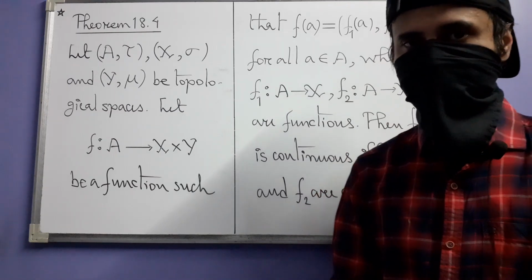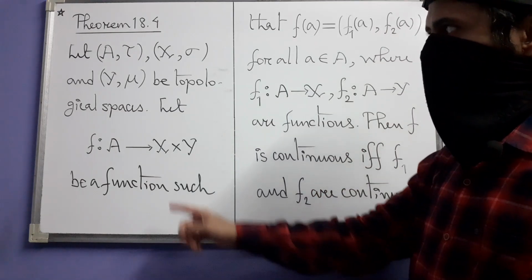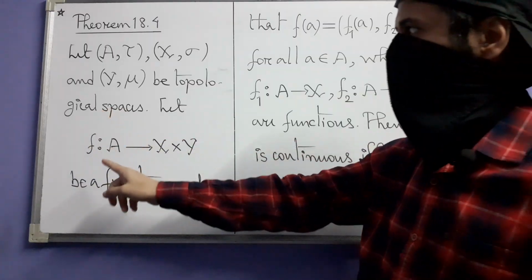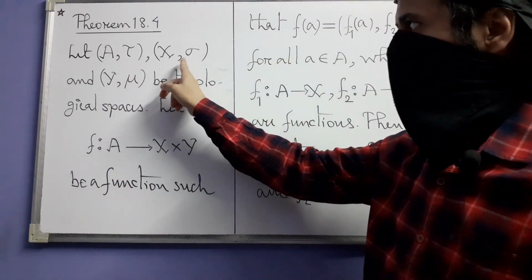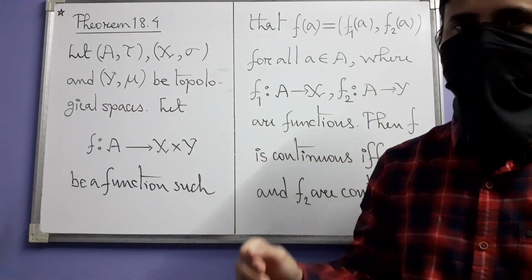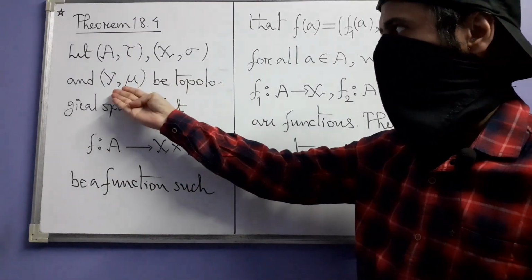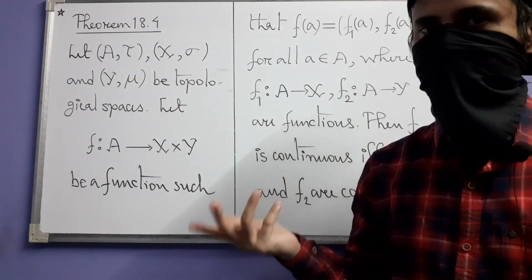We have theorem 18 for next. Here we have three topological spaces (A, tau), (X, sigma) and (Y, mu). The sets are A, X and Y and the respective topologies are tau, sigma and mu.